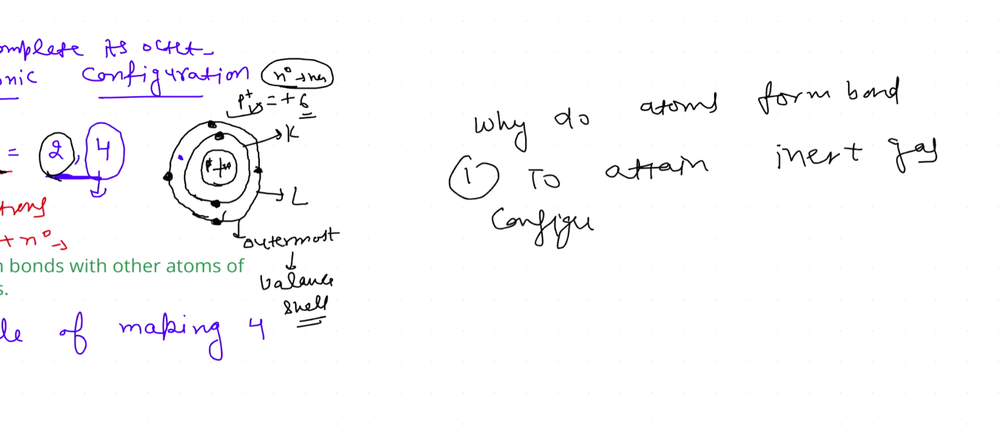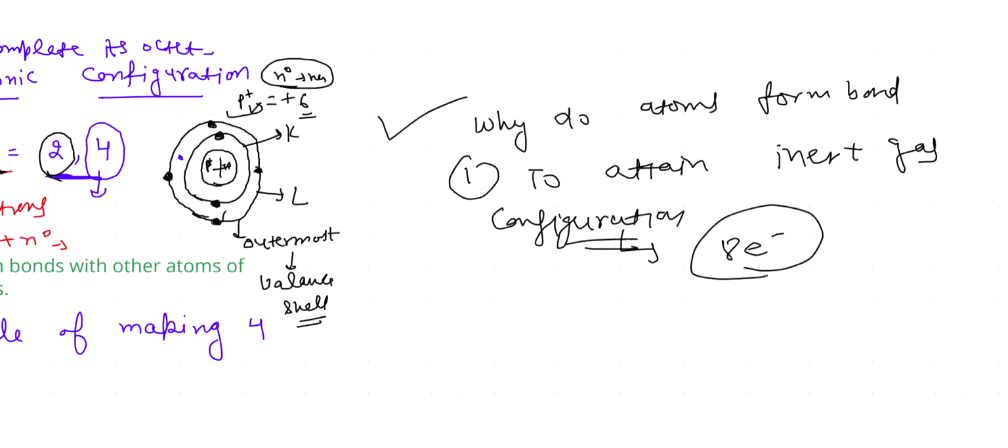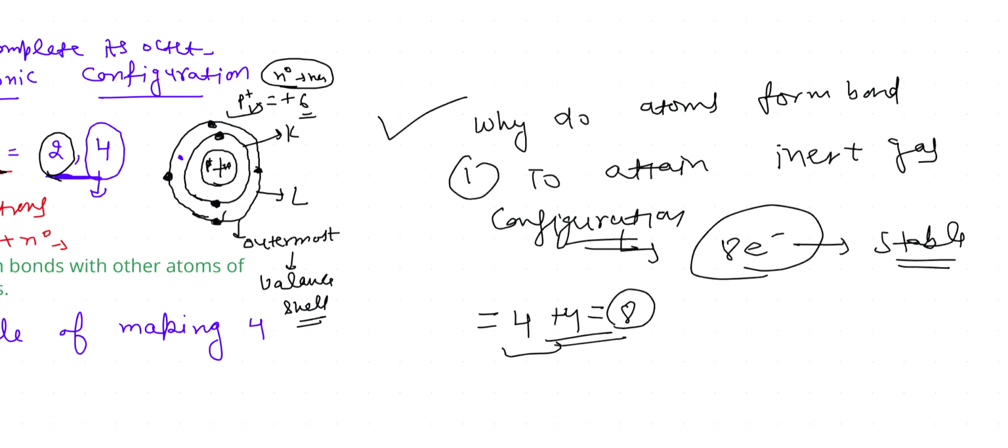So this is the first question: why do atoms form bonds? To attain inert gas configuration. What is inert gas configuration? If an atom has 8 electrons in its valence shell, then it is considered stable. So to gain stability, atoms want to form bonds. So how many bonds can carbon form? Carbon can form 4 bonds because its valence shell contains 4 electrons and it needs 4 more electrons to complete its octet. 4 plus 4. So it can form 4 bonds.